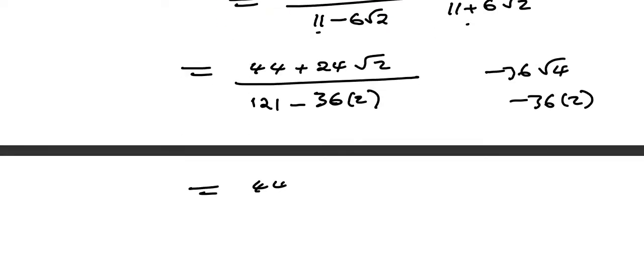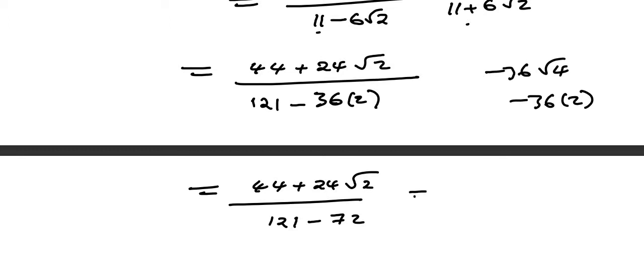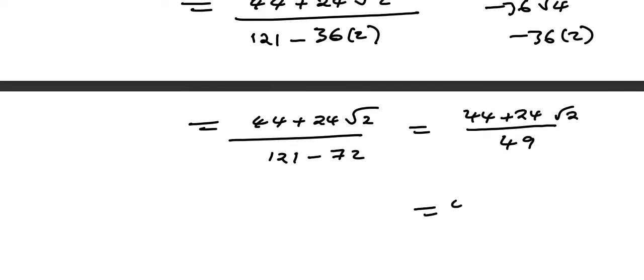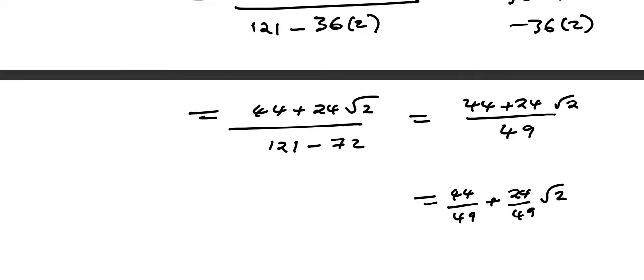So we're having 44 plus 24 root of 2. Down you have 121 minus a 72. So 121 minus 72 is going to give us a 49. So we're having a 44 plus a 24 root 2, and this is supposed to be everything over a 49. If I'm not mistaken, this can be split into 4 over 49, then plus 24 over 49, then root 2.